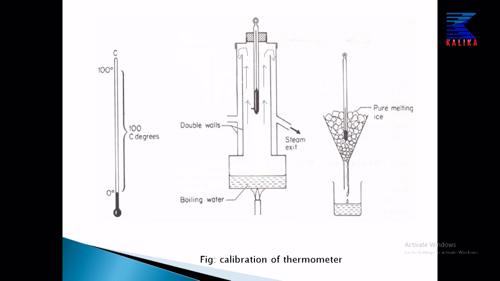After measuring the lower fixed point and upper fixed point, the thermometer is calibrated as shown in the first figure, that is 0 degree Celsius and 100 degree Celsius. Then you can make different scales on that thermometer as you desire.